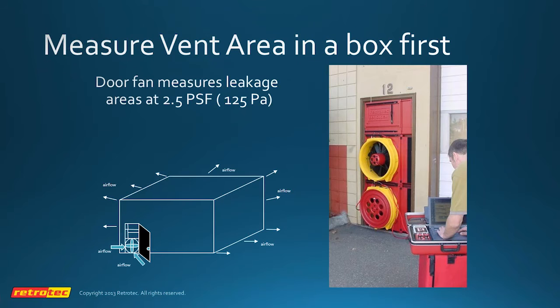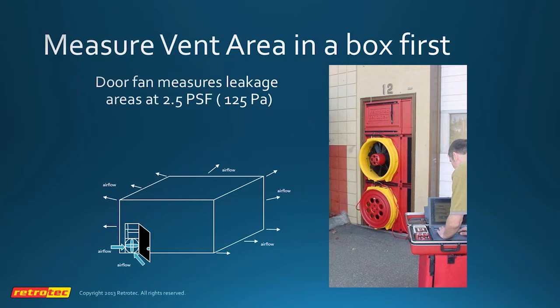We also want to measure them, and in this case we're using a door fan to actually measure the venting in the room. Now, in order to do that, the first thing we have to do is to see what angle the vents will open at. So when we're measuring the leakage of those vents, since we're measuring that leakage between 10 and 50 pascals, we have to hold the vent open in that position in order to measure the venting path.